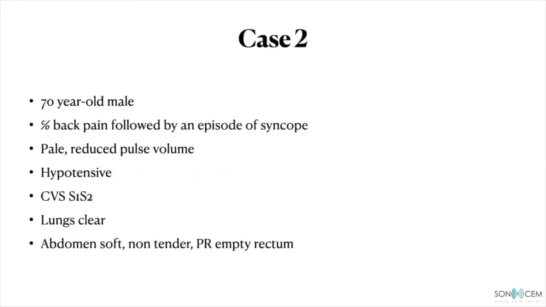Case number 2 involved a 70-year-old male who complained of back pain followed by an episode of syncope. He was pale with reduced pulse volume. He was also hypotensive. The cardiovascular system, the lungs, and abdomen were all unremarkable.